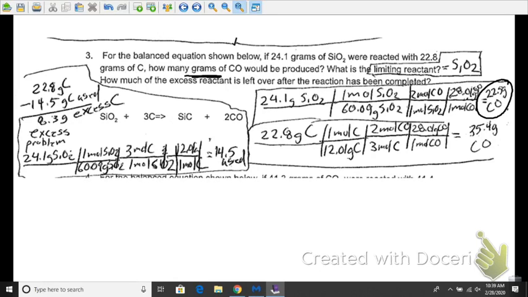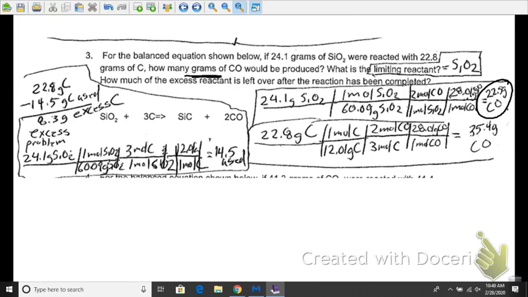And how do you do that? How do I do that? Yeah. I just do a mass of grams of SiO2 and find out how many grams of carbon I have. This, like the other two. Now, that's how much is used up. How much do I have available of carbon to start with? I had what? 22.8. So what would I do to see how much is left over?